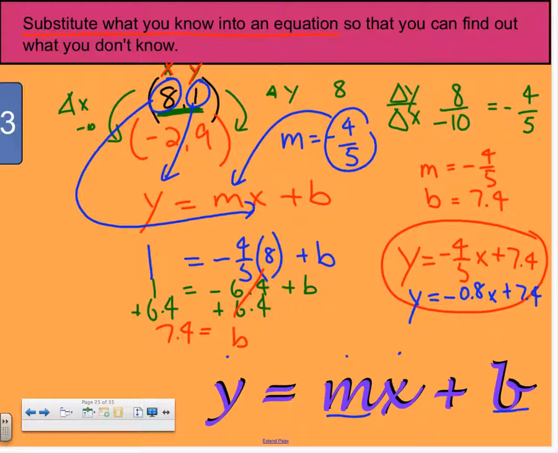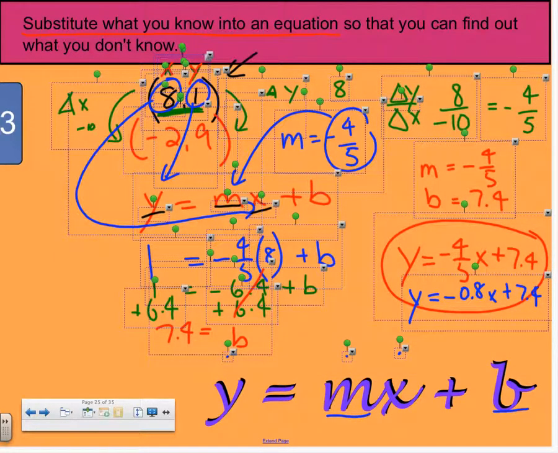Okay, let's look at one more example. But remember the basic concept. We take our table here. We use that to find our slope. Then we put our slope and substitute that into the equation here. We take our y value and substitute it in here. We take our x value, substitute it in here, and then solve to find out what our y-intercept is. Let's do one more.